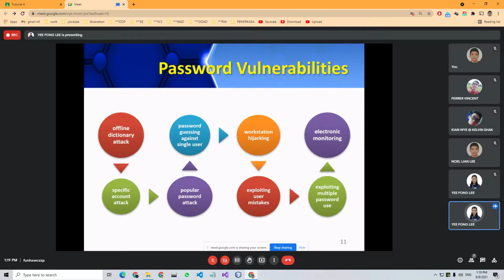Second, we talk about the specific account attack. The attacker may target a specific account and look for which account they want to crack. After that, they start guessing, trying millions of different ways until the correct password is discovered. Then how to counter this problem? We use a lockout mechanism. Lockout mechanism means if one person attempts to log into the account more than 5 times, the account will be locked.